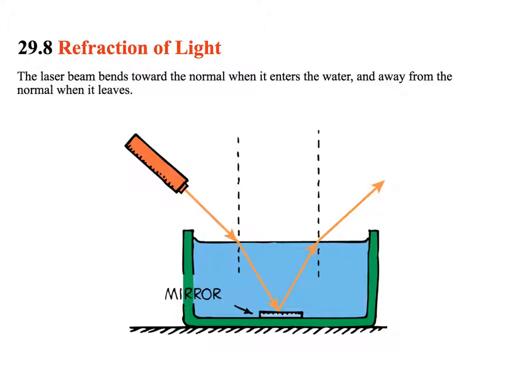The laser beam bends towards the normal when it enters the water and away from the normal when it leaves. So you see that here, as it goes into the water, it goes towards the normal, and here, where it comes out of the water, it bends away from the normal.